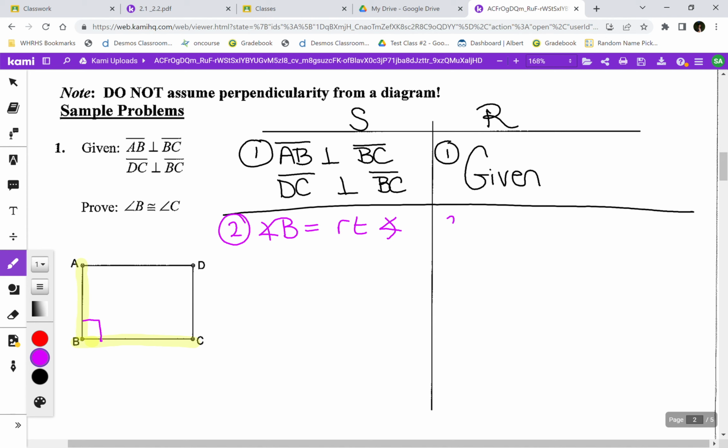And what is our reason for that? What led us to that conclusion? What led us to that conclusion, Adam? Def of perpendicular. So what you guys are allowed to write is def of, and then you can draw the symbol for perpendicular. That information from the given is what led us to believe we have right angles.